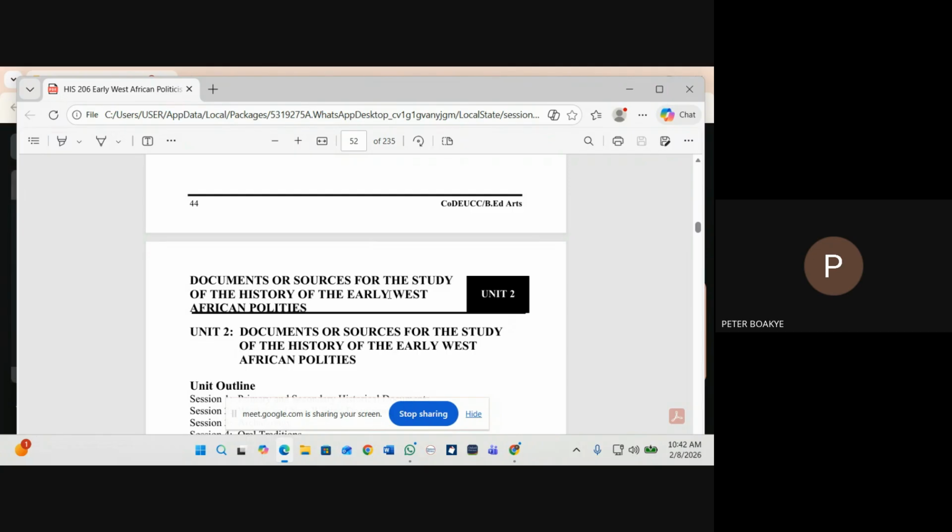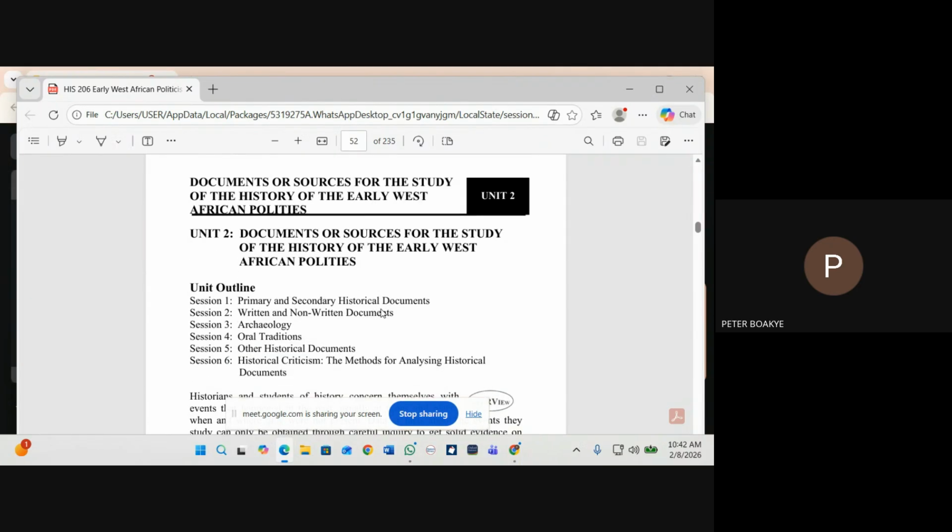So there were polities, states that had their own system of government, their own way of doing things. Okay, so they were referred to as polities. Now this unit looks at these polities.